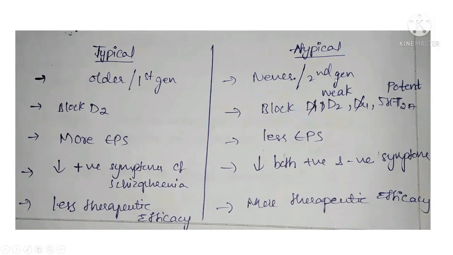Whereas these are newer, second generation. They block D2 and 5-HT2, with a weak D2 blocking effect and a more potent 5-HT2 blocking effect, and they show less extrapyramidal side effects. They decrease both positive and negative symptoms, and they have more therapeutic efficacy. Okay.